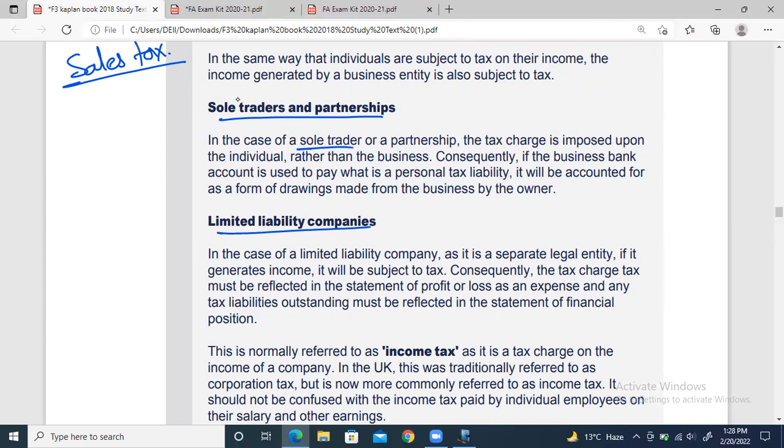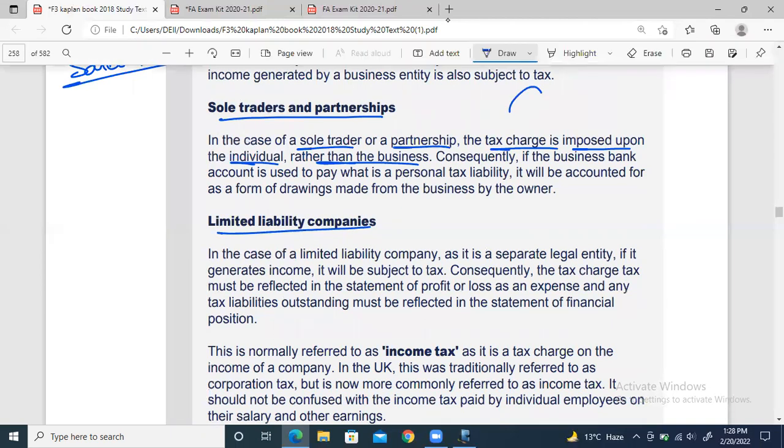In the case of a sole trader or partnership, the tax charge is imposed upon the individual rather than the business. Yes, this is a very important point to note. So in reality, in the actual world, in a sole trader and partnership, the tax charge is levied on the individual that is working. So for example, if in this partnership there are 4 partners, each partner will be liable for the income tax that they have to pay. The company will not be liable. Okay, this you have to remember.